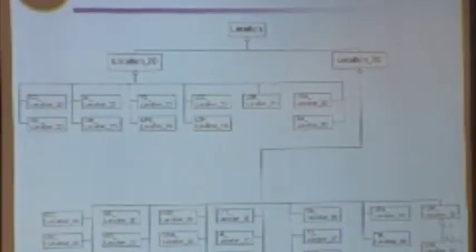So here's where they are. We have abstract object location and abstract object location 2D and 3D, and then we have concrete classes below that. So for example, here is geodetic 3D. And this class would contain 3 parameters for longitude and latitude and geodetic height.